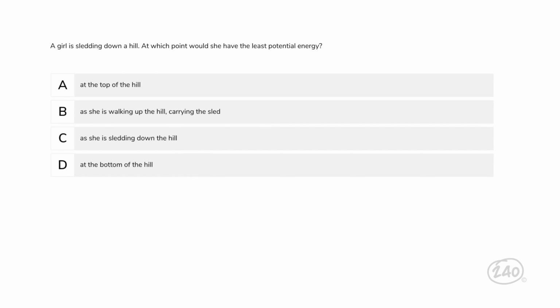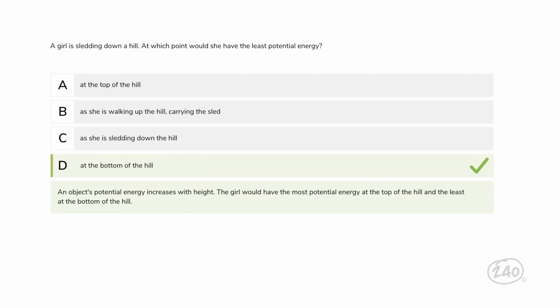Now let's finish out with a science question. A girl is sledding down a hill. At which point does she have the least potential energy? As the girl sleds down the hill, her potential energy is decreasing throughout, and therefore it's the lowest at the very bottom. That makes this the best answer.